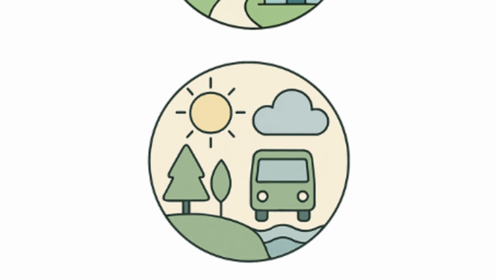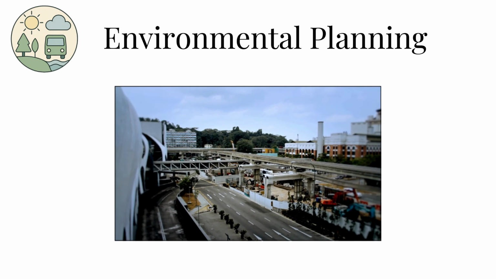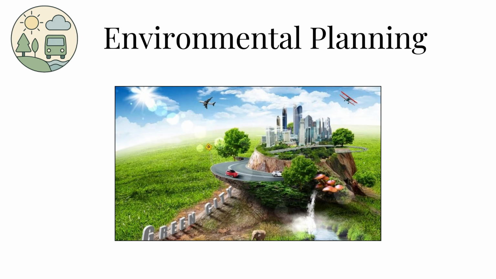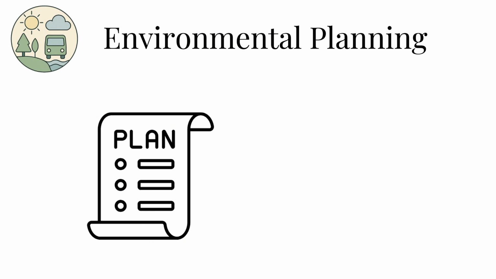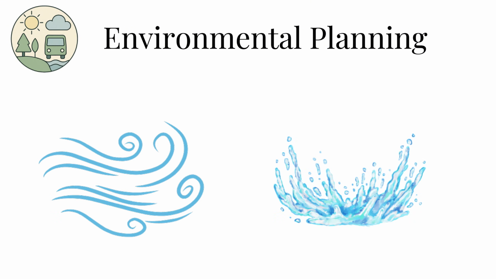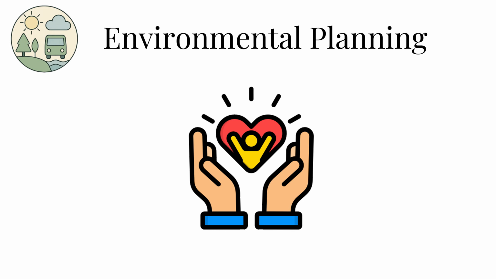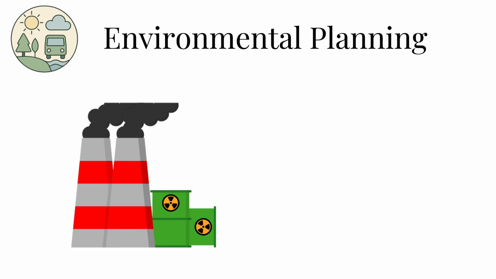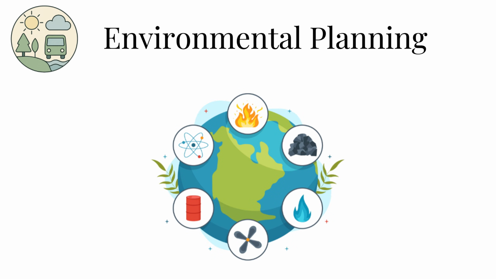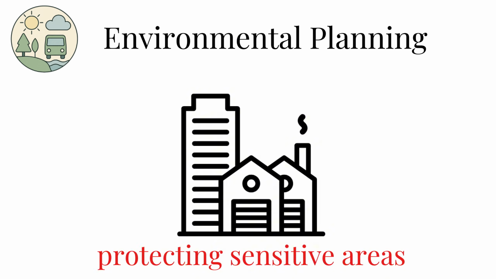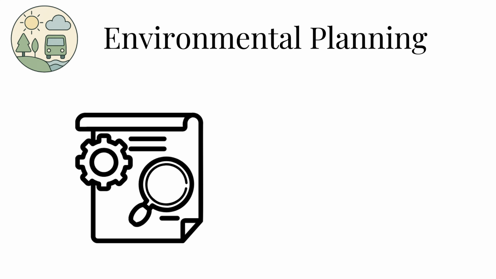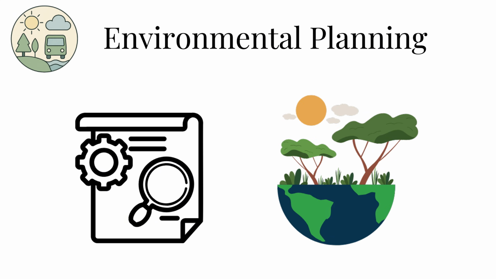Environmental planning. Environmental planning is about making sure that as cities grow and develop, they protect the environment and promote sustainability. This branch of planning looks at how plans and projects will affect air and water quality, green spaces, wildlife habitats, and overall quality of life. It addresses issues like reducing air and noise pollution, managing resources wisely, protecting sensitive areas, and planning for climate resilience.